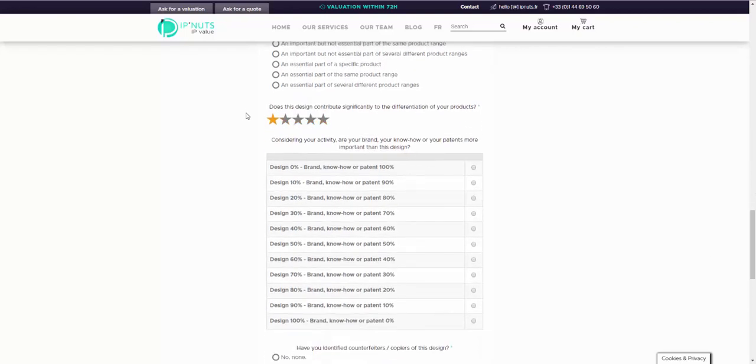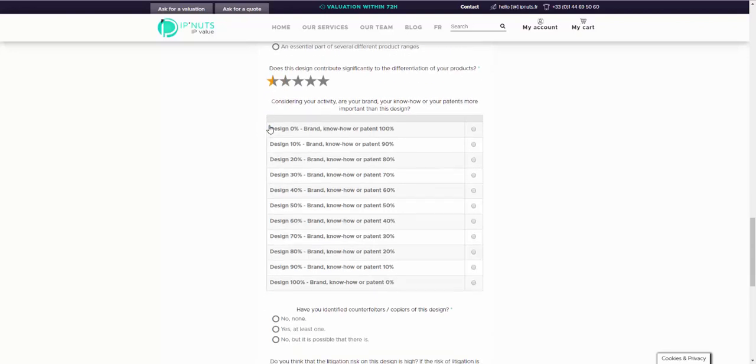Next question. Does this design contribute significantly to the differentiation of your products? So if the design you registered is dedicated to a specific product of your company, and this product is really important for the differentiation of your company, you can put 4 or 5 stars. If this design does not contribute significantly to your products, you will put fewer stars here.